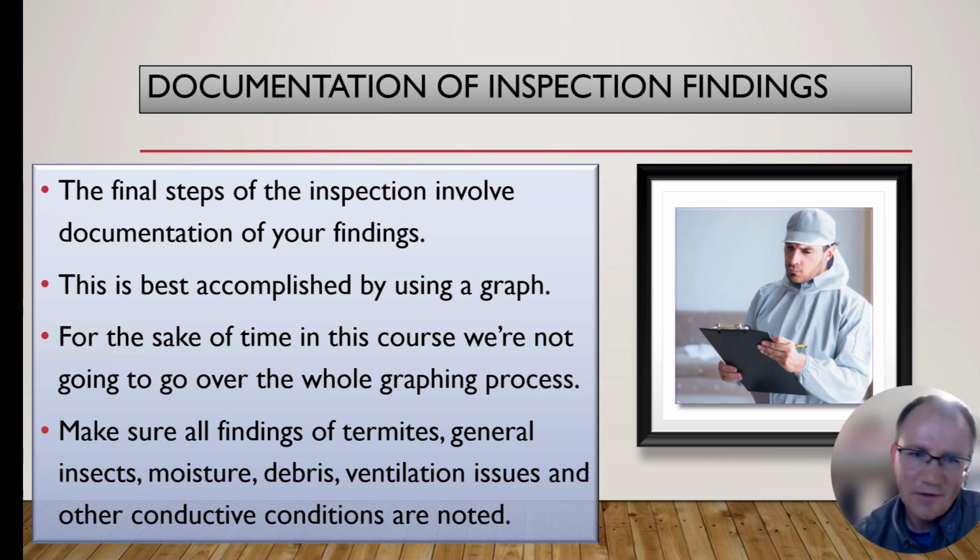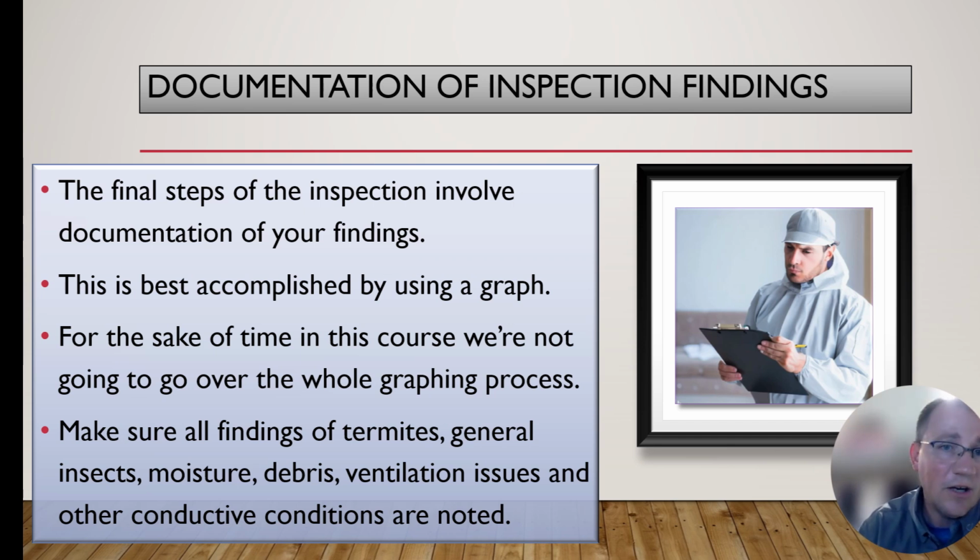I've got to tell you, there's so many things we can look at on inspections of crawl spaces that we could probably be here all day and not list them all. But I did want to mention that now that we've done all this work on the inspection, make sure you're documenting it well. We mentioned before that each one of these steps you're finding wrong, you're going to need to document on a graph. For the sake of time in this course, we're not going to go over the whole graphing process, but just make sure you're putting all your findings, again, of termites, general insects, moisture, debris, ventilation issues, and other conducive conditions that are noted.